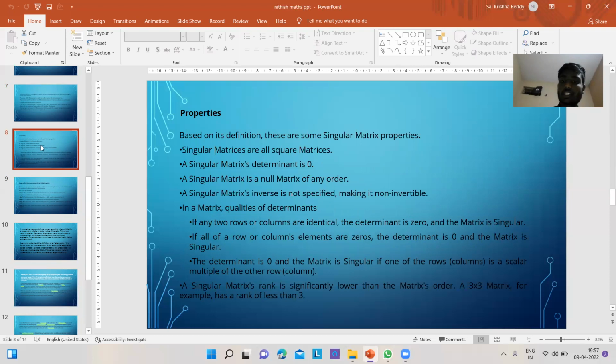Based on its definition, these are some singular matrix properties. Singular matrices are all square matrices. A singular matrix determinant is zero. A singular matrix is a null matrix of any order.